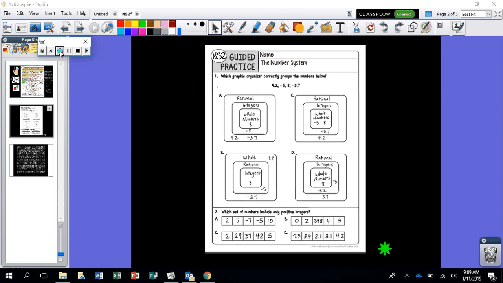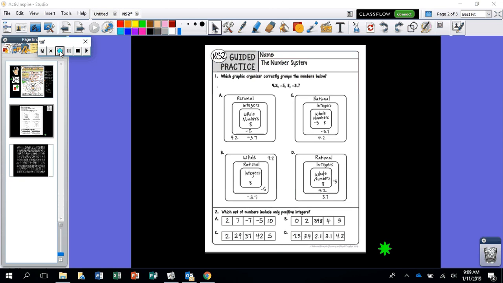Okay, so for your guided practice for today for number systems, I want you to look at where it says question number 1. Make sure you've put your name on this and your number or the date. So it says, which graphic organizer correctly groups the numbers below? So we want to make sure that we have these numbers correct.